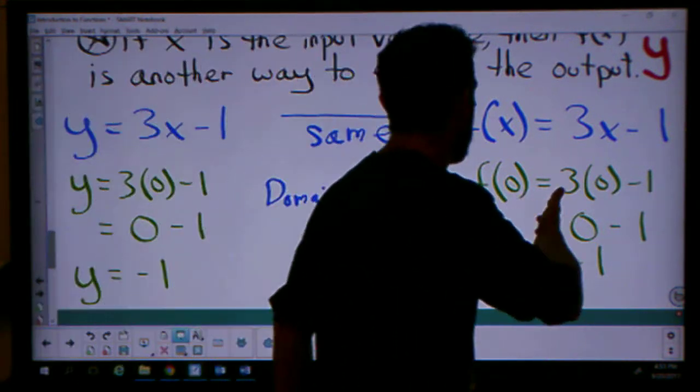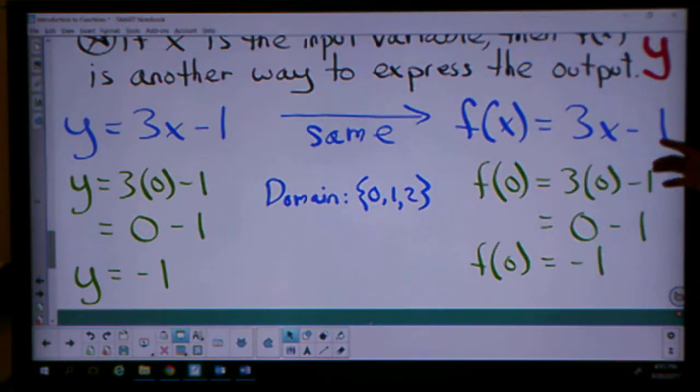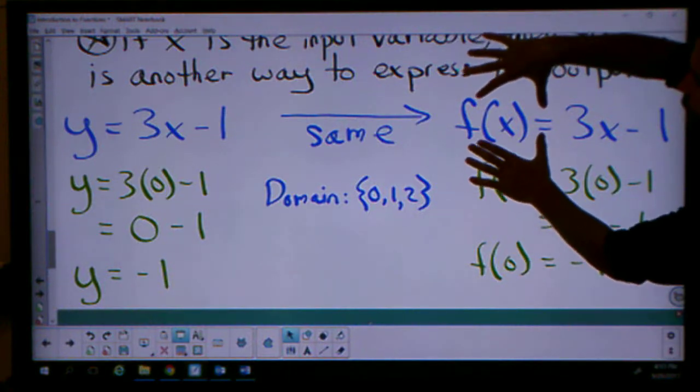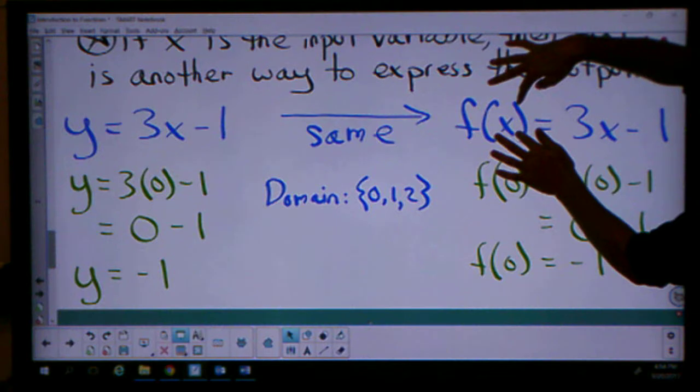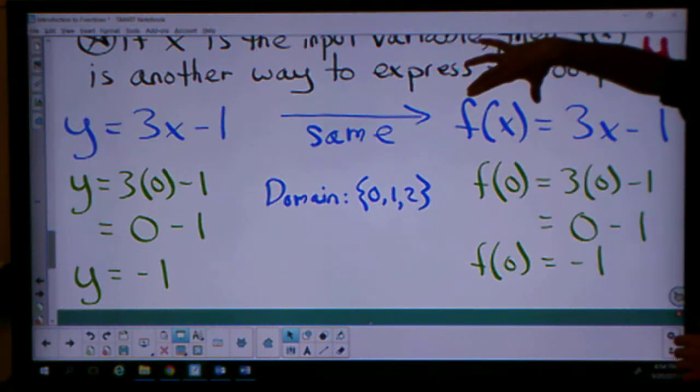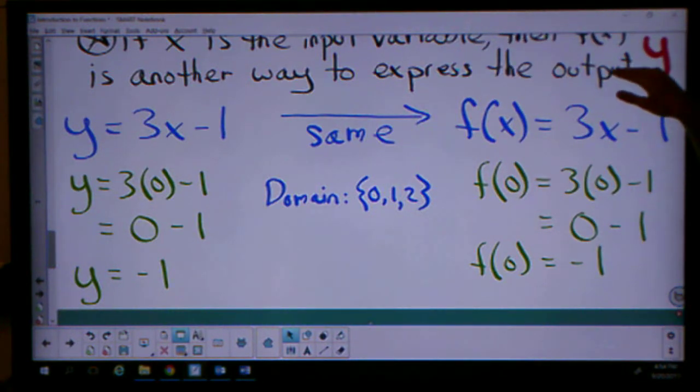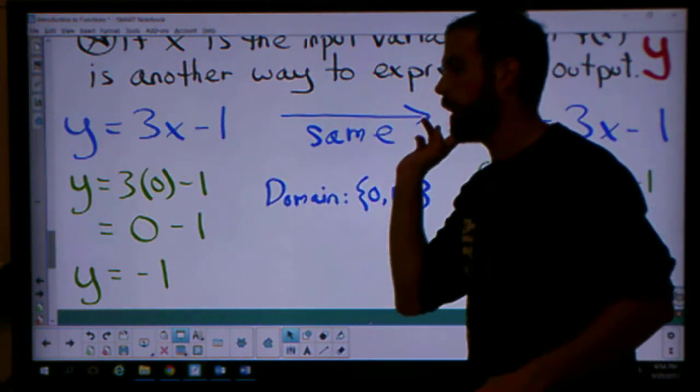But look over here. It's essentially the same idea. You're just using function notation. This does not say f times x. It says f of x. And it means your output value, the y value. They mean the same thing.